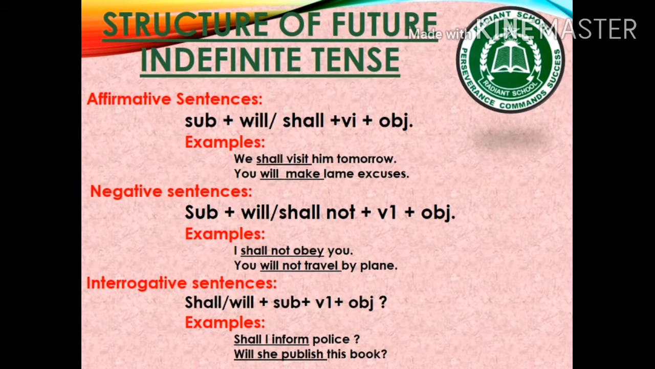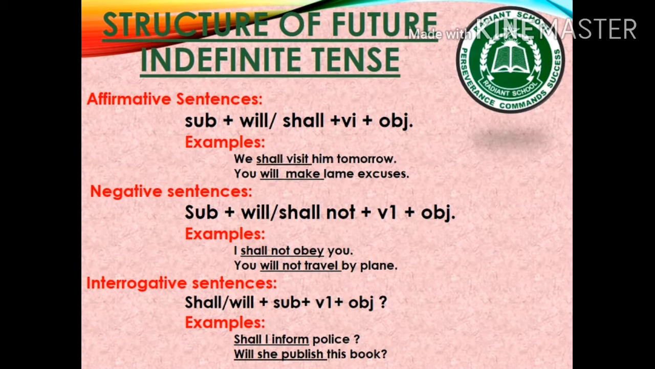Now let's have a look at the structure of future indefinite tense. Affirmative sentences. In future indefinite tense, we use will or shall as a helping verb with first form of verb. With subjects I and we use shall and the rest of the subjects go for will. And after will and shall, we use first form of verb. For example, we shall visit him tomorrow. You will make lame excuses.